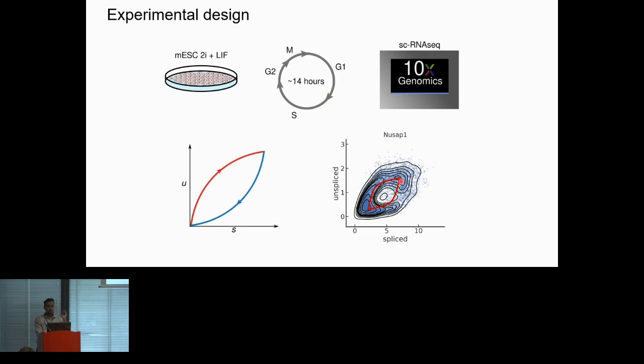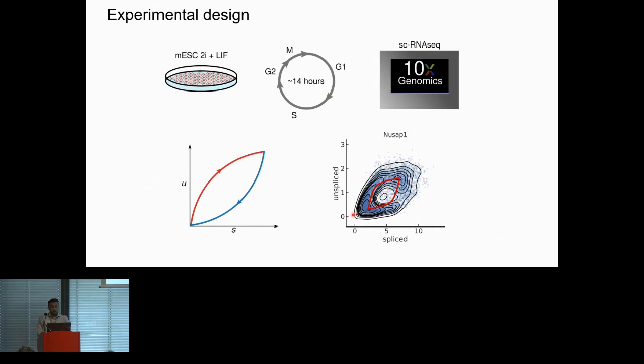We also know that you don't need NuSAP when you're in G1 phase because you're not going to do cytokinesis. So these cells here are probably in G1 phase. And you can get a sense of cycling trajectory by looking at these spliced and unspliced levels.